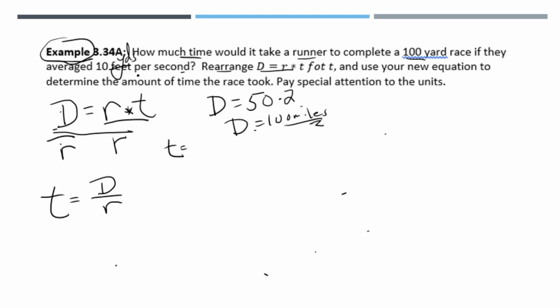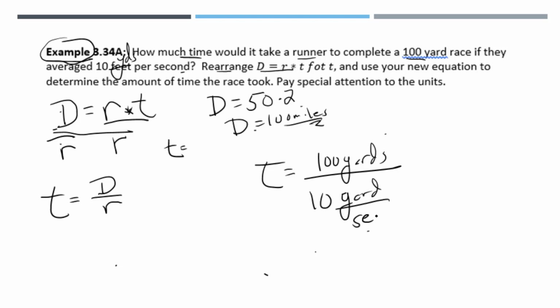And so I have the time, I want to figure that out. My distance is 100 yards, and my rate is 10 yards per second. Now this is pretty simple to say, well, 100 divided by 10 is 10. But what is the unit?